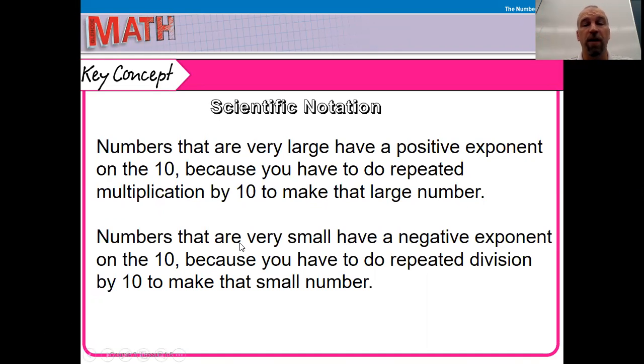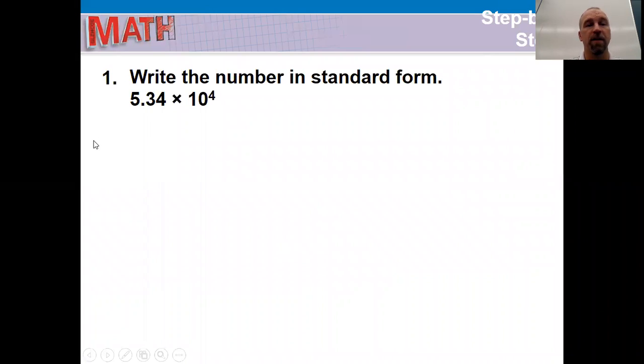And numbers that are very small have a negative exponent on the 10. Because if you have a decimal number and you want to make it very, very small, you have to keep on dividing by 10. And dividing by 10 is a negative exponent. Remember, 10 to the negative 1 power means to divide by 10. 10 to the negative 5 power means to divide by 10 five times. So you have to do repeated division. That's why I'll have a negative exponent. Very important concept. Positive exponent, large numbers. Negative exponent, teeny tiny microscopic decimals. Let's take a look at some.